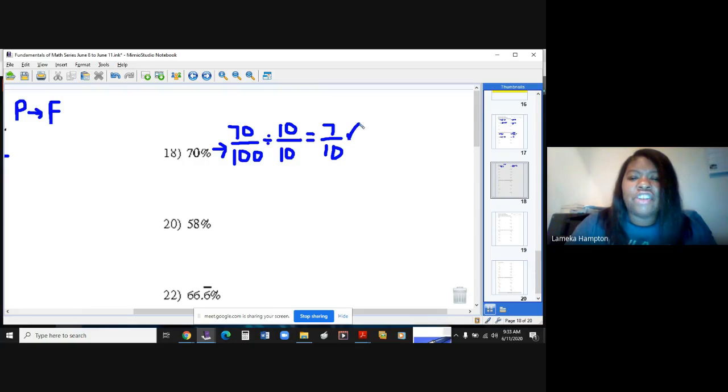So this would actually be my final answer. If you leave this answer the way that it is, you may actually get it wrong. The reason why is because with fractions, you must simplify. So although 70 over 100 is the correct answer, you have to make sure that you simplify your fractions. Some fractions will not need to be simplified. So you just have to know which fractions to simplify and which fractions not to simplify.